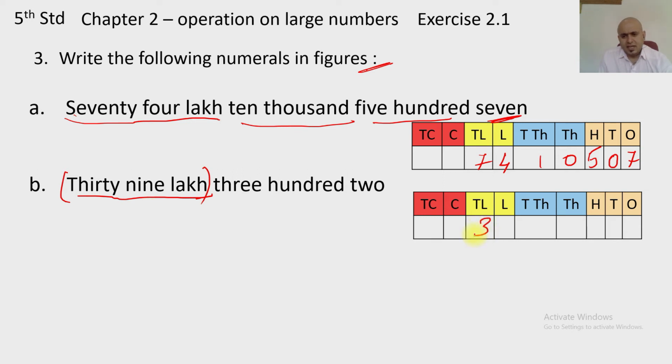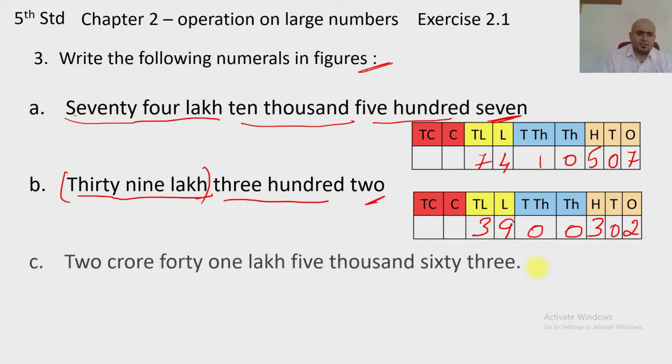You have to fill 39 in lakhs place and 300 in hundreds place. That is hundreds place. You have to write 3 and the last number is 2, so write 2 in ones place. There is no number in thousands place, so let us add zeros in thousands place. Now we read it as 39 lakhs. There is no number in thousands place, so we will read it as 39 lakhs 302. So this number is 39 lakhs 302.